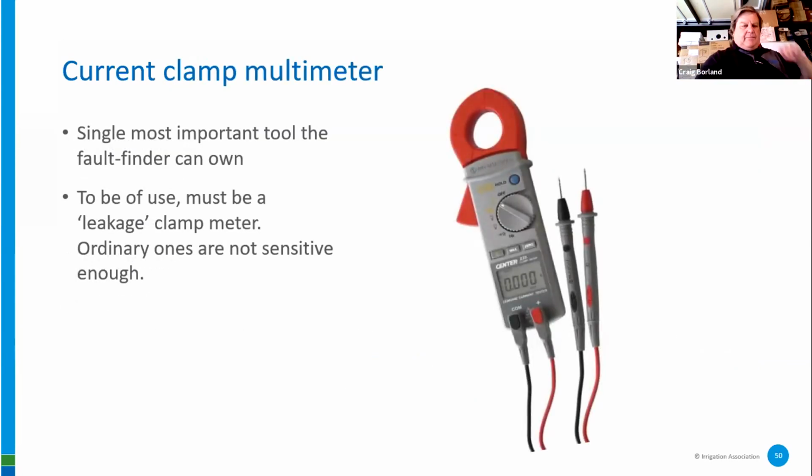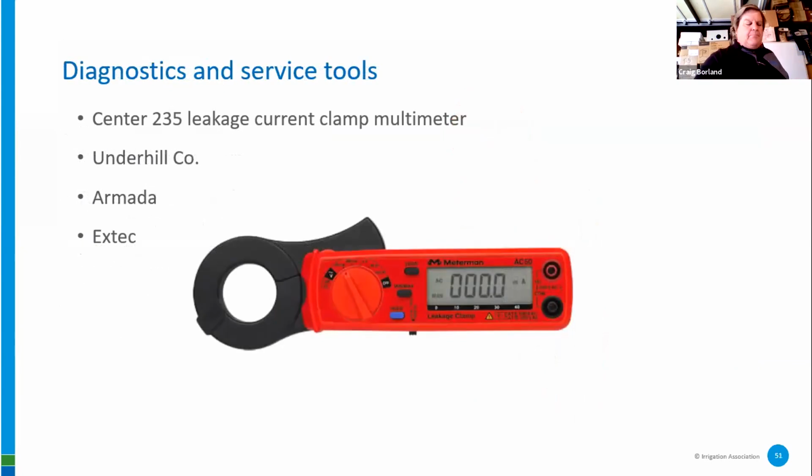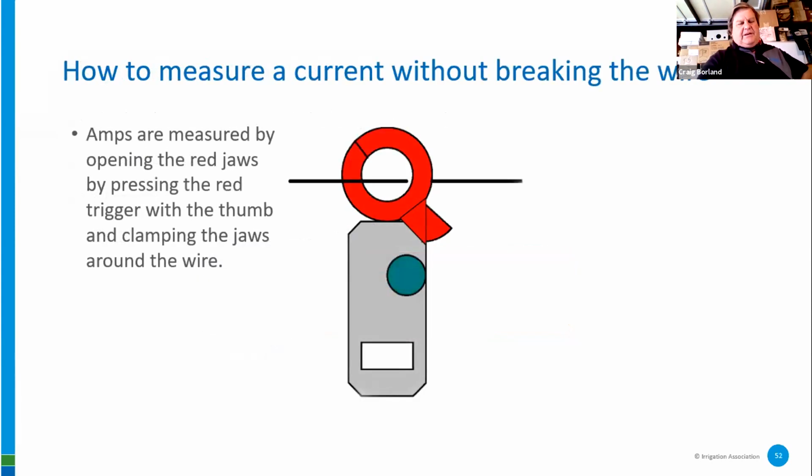Using the clamp meter, as I mentioned, is very important. There are many different types of them out there. Whatever one you use, it just has to be a leakage current type device. It's specific to it, leakage current. Underhill makes them, Armada makes them, X-Tech makes them. This shows Meterman, X-Tech bought Meterman, Fluke has them, many different companies have them.